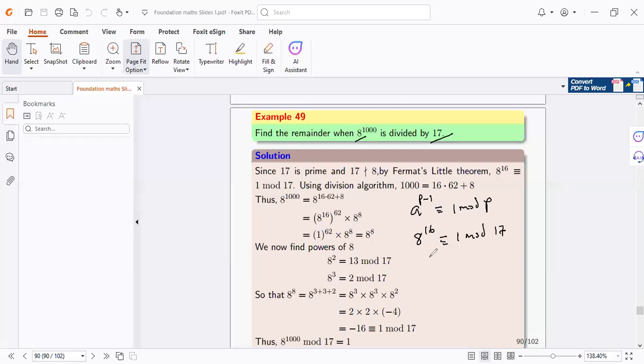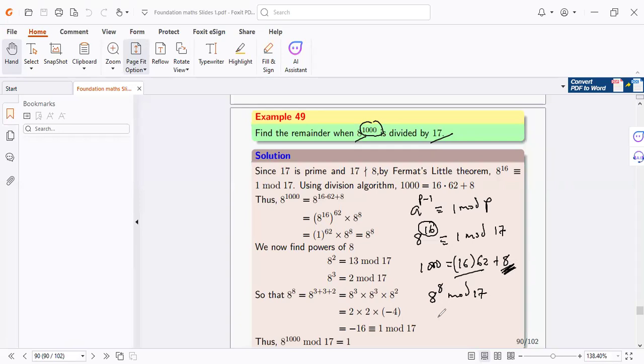Having reached here, I write this 1,000 in terms of 16, because 16 is our power here. 16 goes into 1,000 62 times, and the remainder is 8. So I know that this will give me 1 if I proceed. The answer therefore is 8 raised to 8 mod 17, because 8 is the remainder. This remainder here is my power.